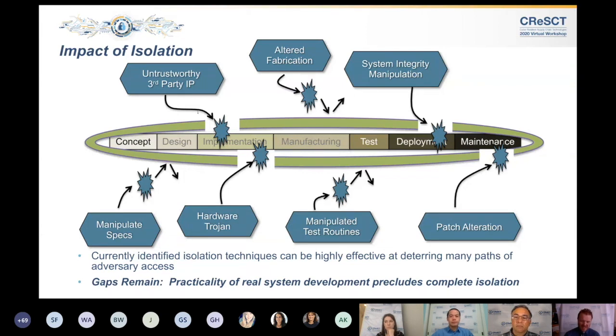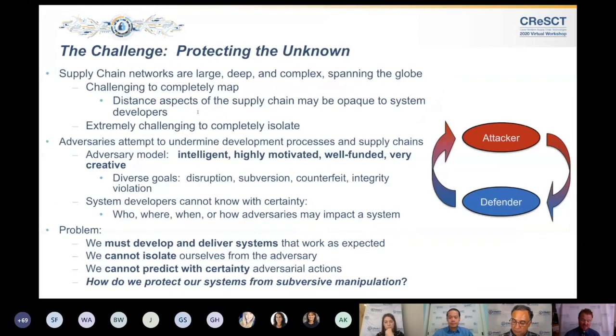So we can't, especially with complex supply chains, isolate those supply chains from unknown manipulation, or at least unknown aspects. You can't trace the complete supply chain. So the challenge is, how do you protect the unknown? Supply chains are very large, they're very complex, they span the globe, they're very difficult to completely map out. The challenge is that aspects of the supply chain may be opaque to system developers, and they're extremely challenging to completely isolate.